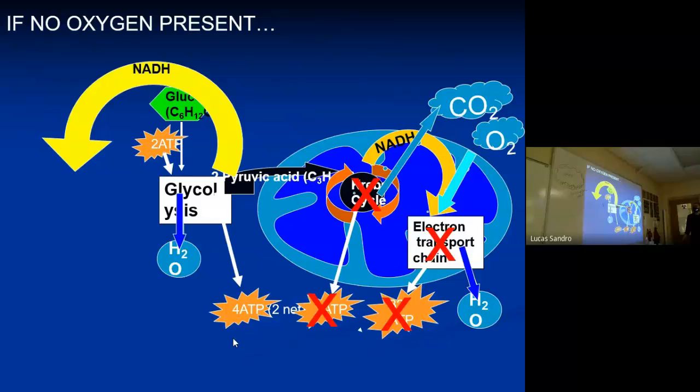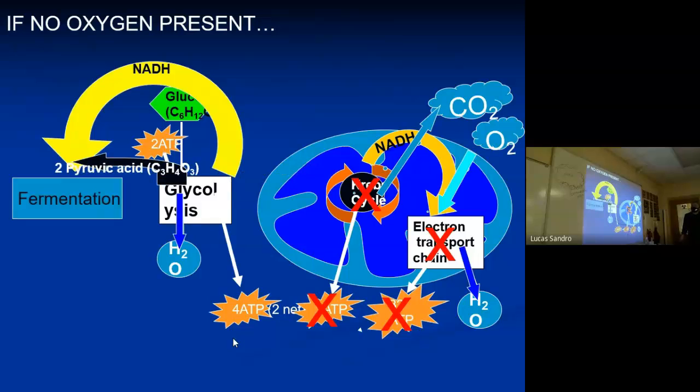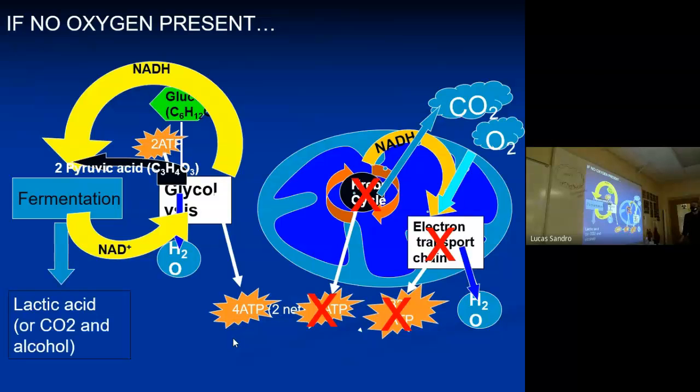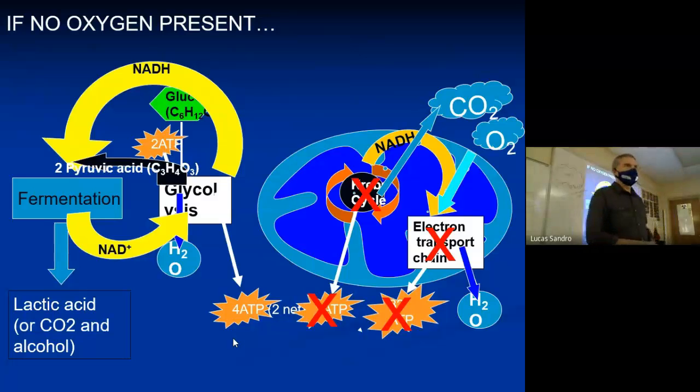So instead of sending NADH to the electron transport chain, glycolysis sends pyruvic acid to fermentation, which recycles the NAD plus and then produces either lactic acid or CO2. So basically, we've eliminated the mitochondria for now. We're just going on glycolysis. Can't do it for long because of lactic acid. And a bacteria or yeast can't do it too much either.